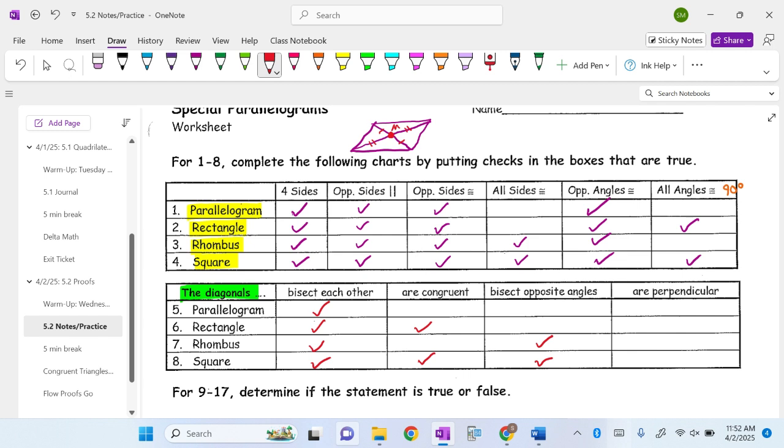Now, does anyone remember which ones are perpendicular? So which diagonals intersect at a 90-degree angle? Does anyone remember which one is the highest in the hierarchy that has that feature? Not a rectangle. It's a rhombus. Which means what? Square has it too.